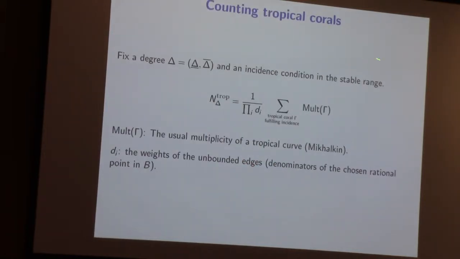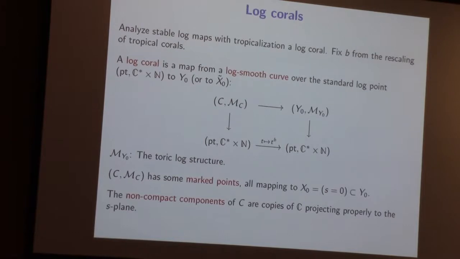Then we have a tropical curve count, purely tropically. It's essentially a Mikhalkin multiplicity sum: the sum of all tropical curves of fixed degree fulfilling certain incidence conditions, with the multiplicity defined by Mikhalkin. And then there's one overall factor that you have to divide out that takes care of the geometry at infinity. It's the weights of the unbounded edges, only the positive edges.